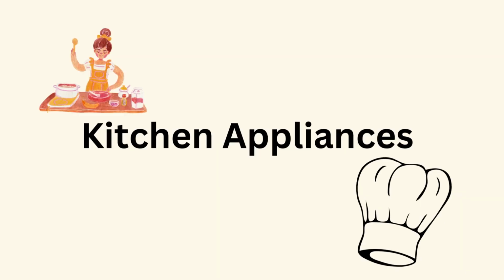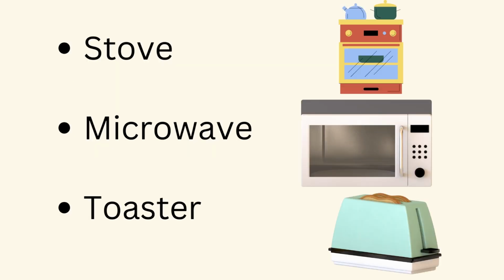Now let's begin with kitchen appliances. An appliance is a device that is meant to do a specific job. Now let us begin with our vocabulary. Stove. This is a kitchen appliance used to cook.